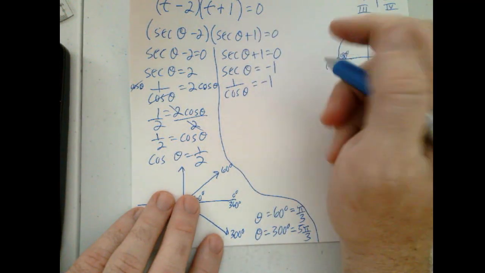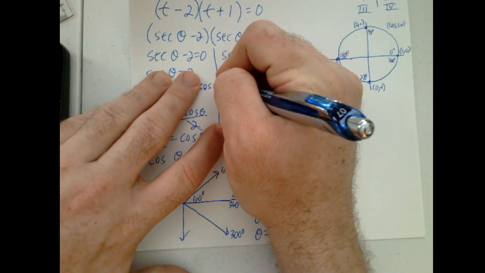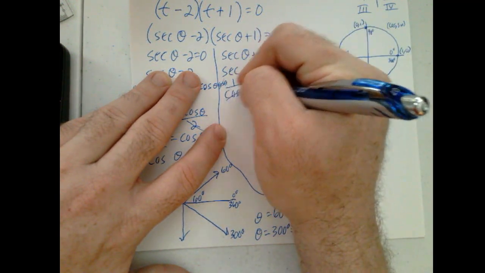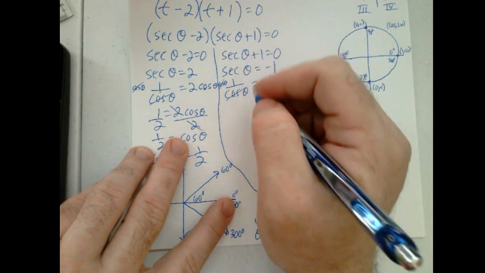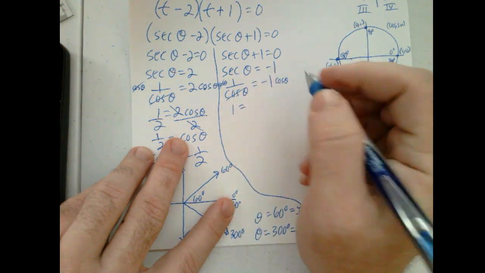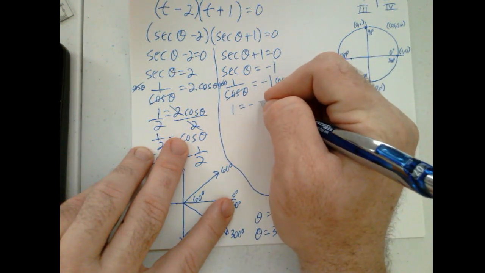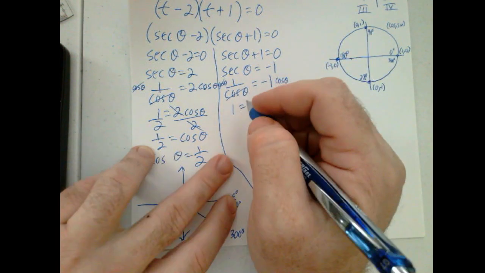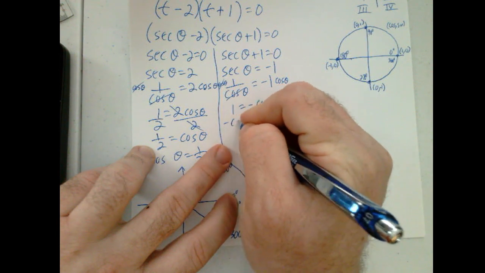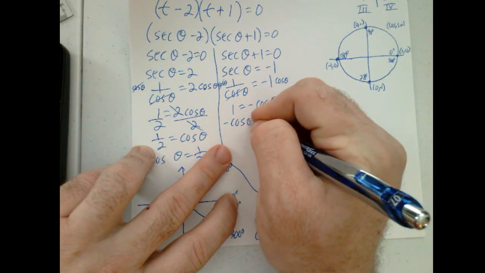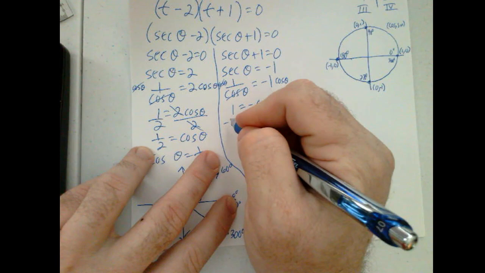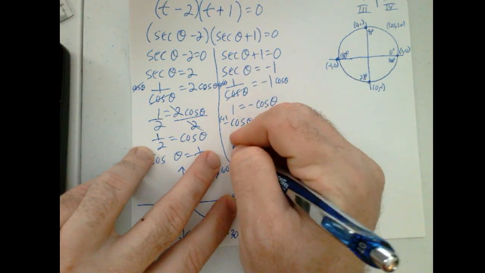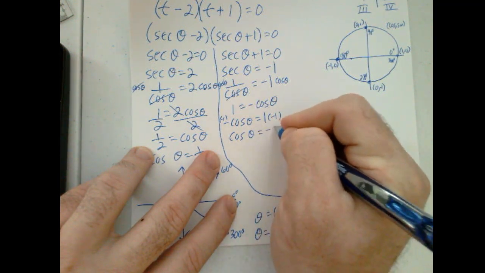We'll multiply both sides by cosine theta. That's going to cancel out cosine theta on the left. That leaves us 1 equals negative cosine theta, or negative cosine theta equals 1. We're going to multiply both sides by -1, and that gives us a positive cosine theta equals -1.